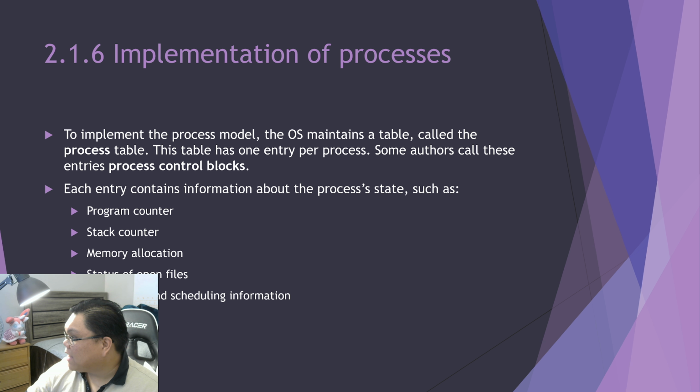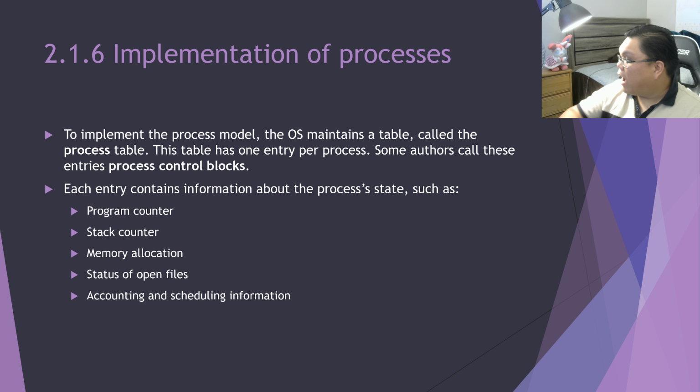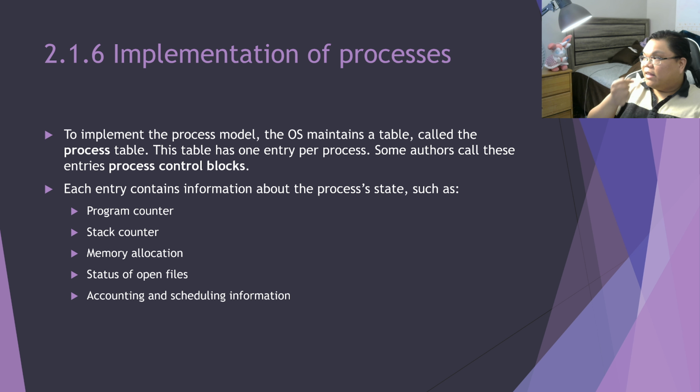To implement the process model, the operating system must maintain a table. This is called the process table. This table has an entry for each process. Some textbooks call each entry a process control block, so I am going to use that term here.